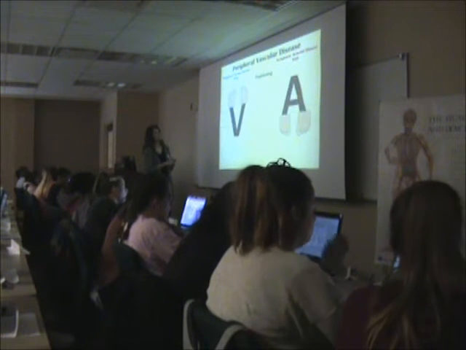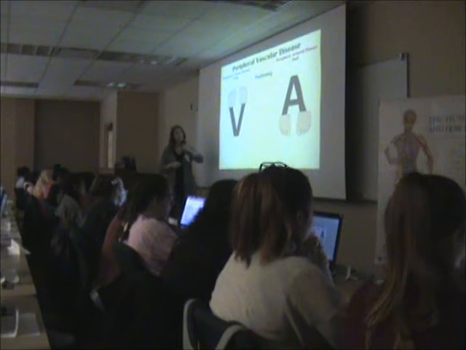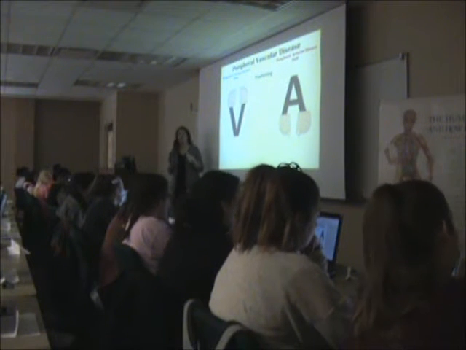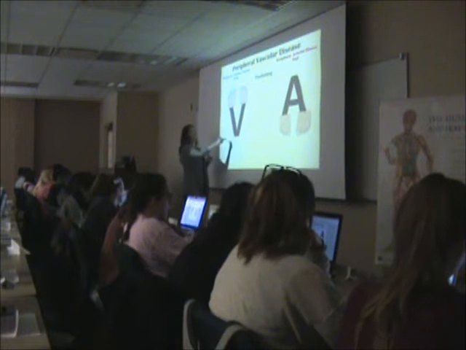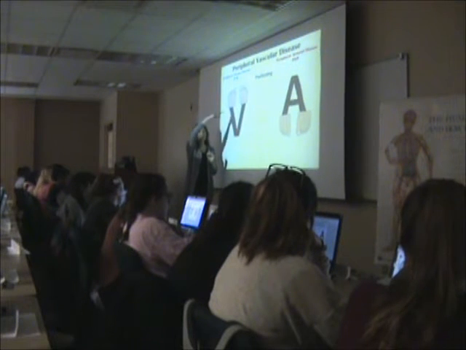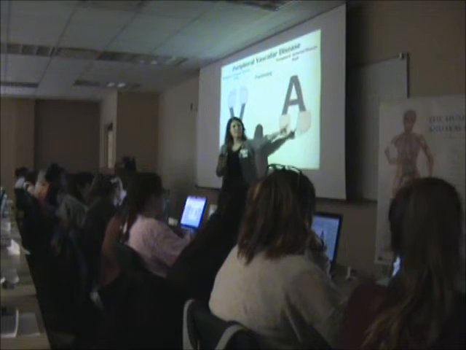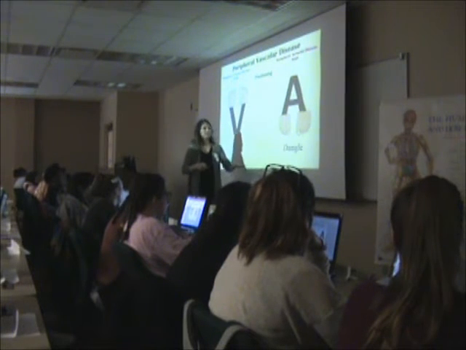We'll go on. So this is a little diagram that I used to help you maybe determine how to position your patient. So if they have venous disease, what are we going to do? Elevate. If they have arterial disease, what are we going to do? Dangle. Okay?